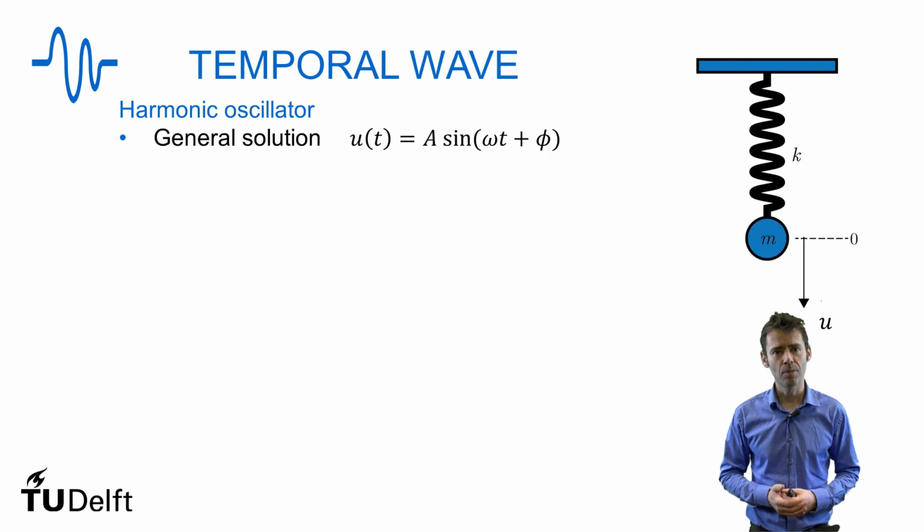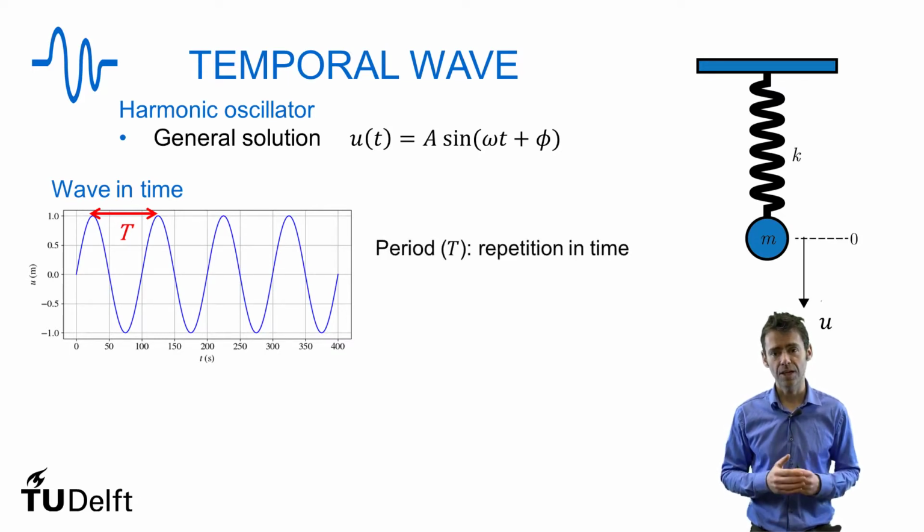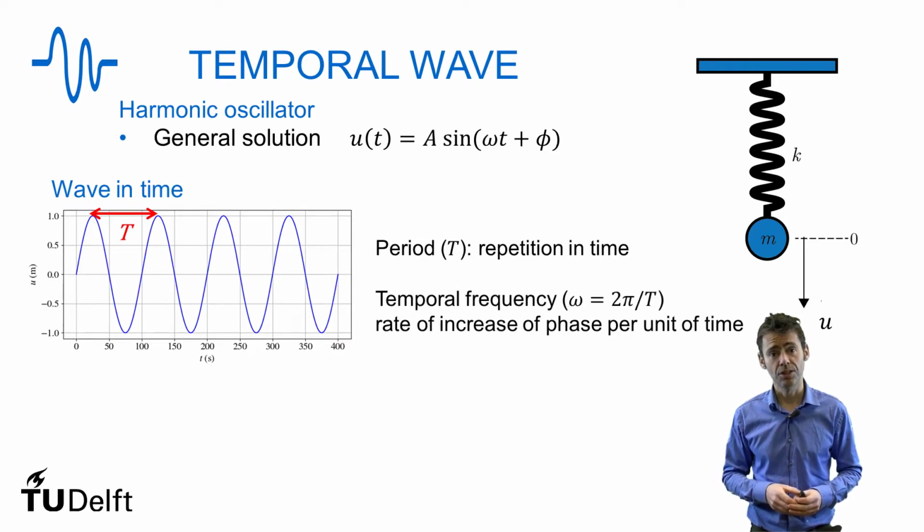So first we go back to the temporal wave, and this is what we have learned with the harmonic oscillator. The temporal wave is described by u of t equals capital A times sine of omega t plus phi, where I now have substituted u for our extension x. So we have seen this wave, and it's an oscillation in time with a period capital T. This is the repetition in time, and a temporal frequency omega is equal to 2 pi over T. This is the rate of increase of phase per unit of time.